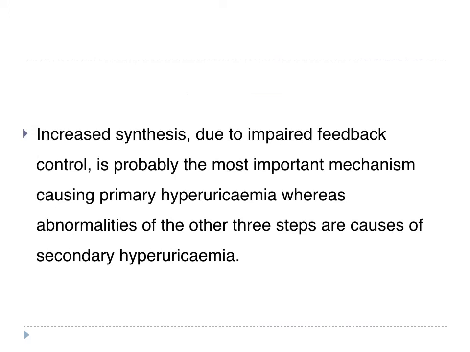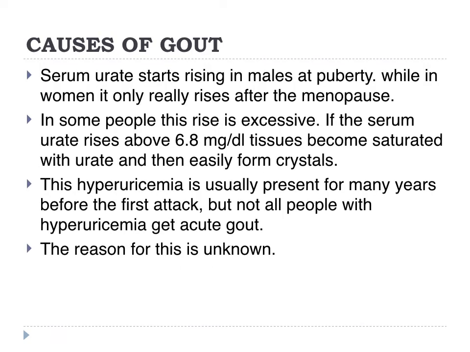Now, increased synthesis due to impaired feedback control is probably the most important mechanism causing primary hyperuricemia, whereas abnormalities of the other three steps are causes of secondary hyperuricemia. Primary hyperuricemia is mainly increased synthesis and cell turnover. Secondary hyperuricemia is mainly kidney-related.